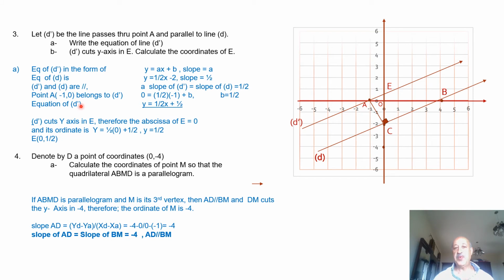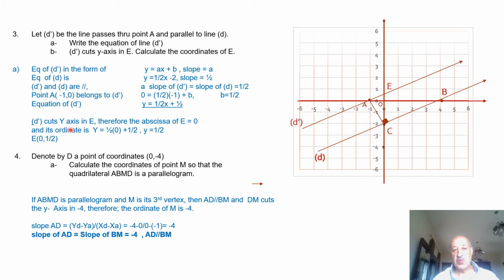Before we find the equation, we need to find b. We take a point A which belongs to D prime. A of coordinates minus 1 and 0 satisfies the equation. So I put 0 for y. I have the slope equal 1/2 and the abscissa minus 1, so I can solve for b. So b is equal half. Then the equation of D prime is y equal half x plus half.